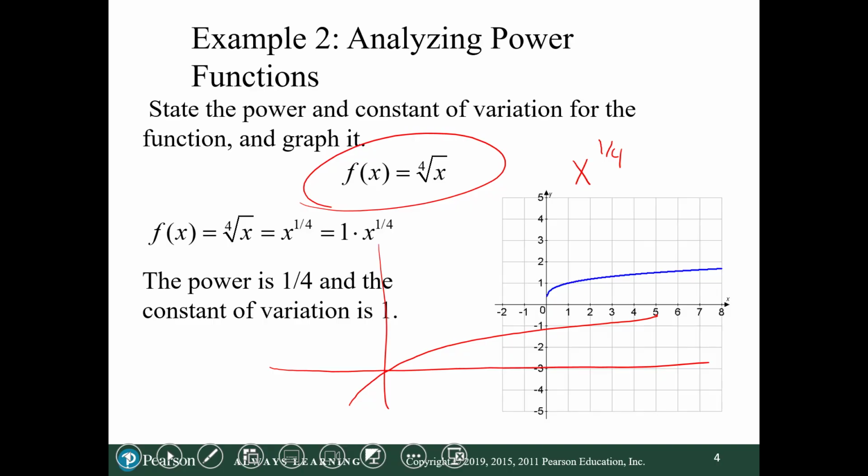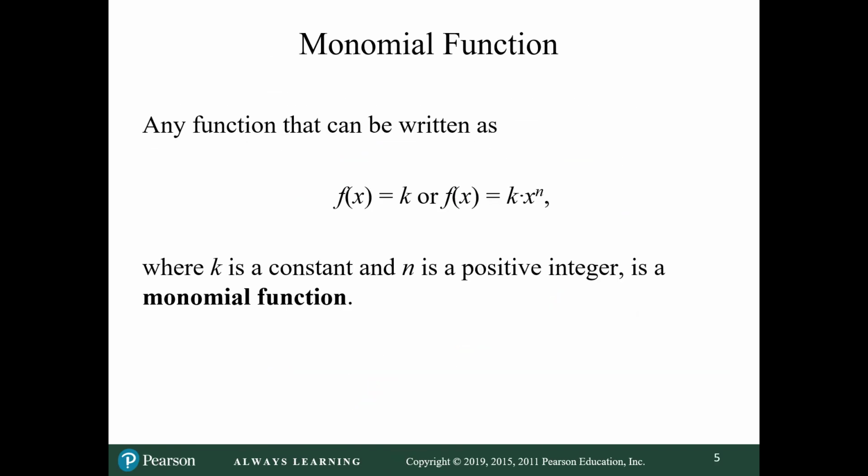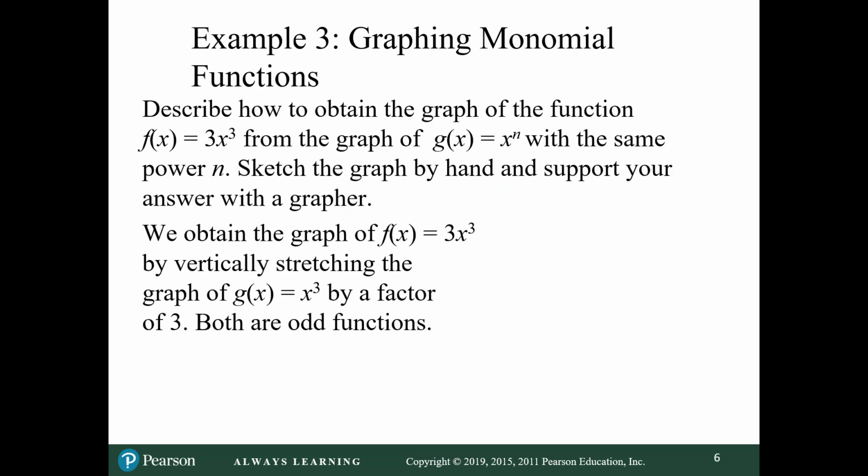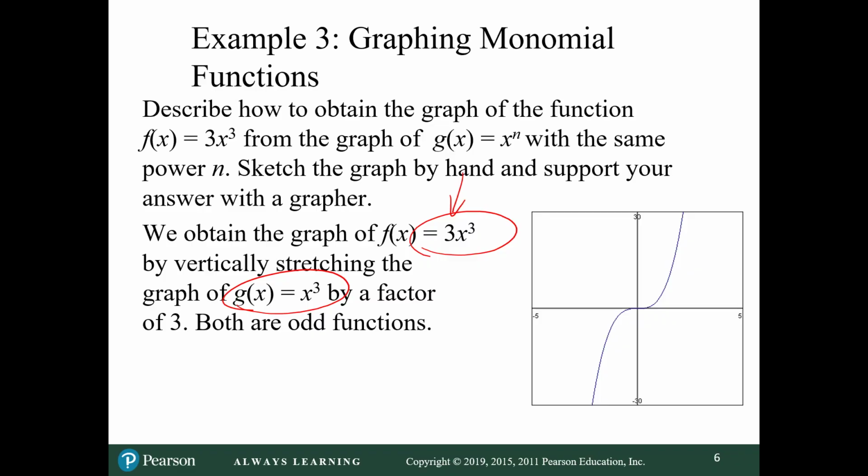Okay? The power is 1/4 and the constant of variation is 1. There's a 1 out front. Okay? So this is also called a monomial function. To graph it, it's just like this, but with a factor of 3 in front. Okay?